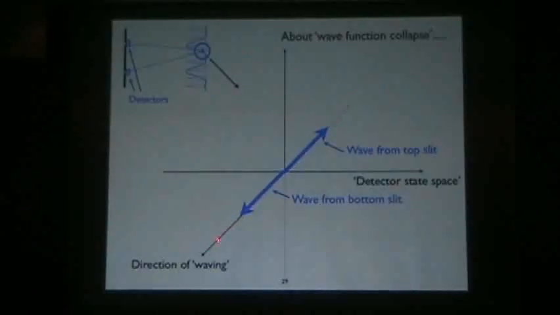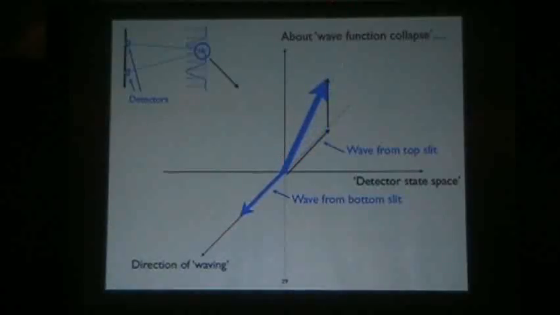This line is sort of coming out of the screen, and these axes are living in the screen. I imagine that this line is the abstract direction in which the waving is happening. So my electron waves coming from the slits are moving back and forth in this direction. And one way to understand what's going on with these detectors is that when I make a detection, I kick the wave, but I kick it in some other direction.